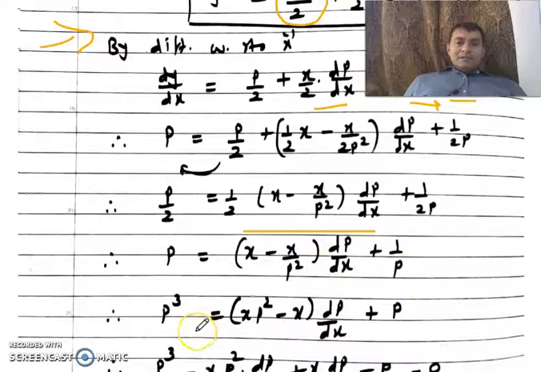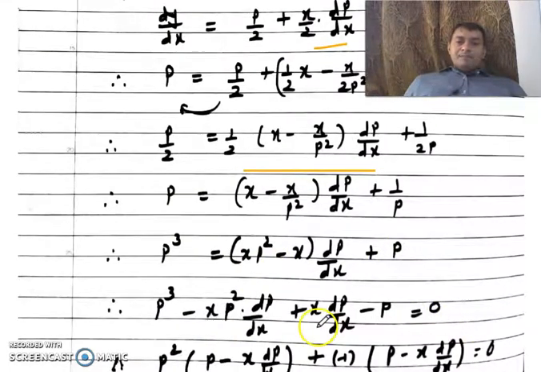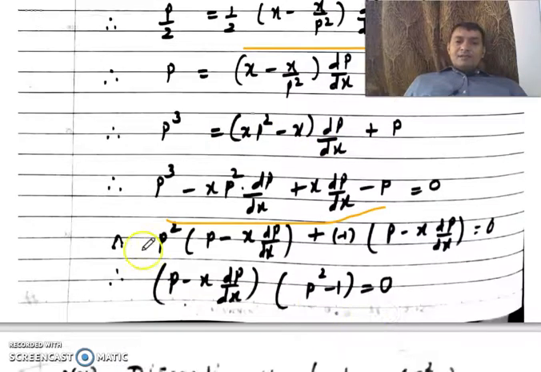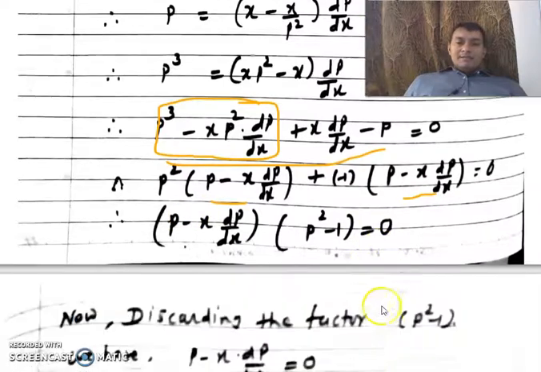So now take p square as the LCM, so p raised to cube is equal to x p square minus x dp by dx plus p. Now if we write it in simplest form, we can take p square common from the first two terms, p square into p minus x dp by dx, and from this we can take minus 1 common. So these two terms are exactly common, and after that what we get is p square minus 1 is equal to 0.